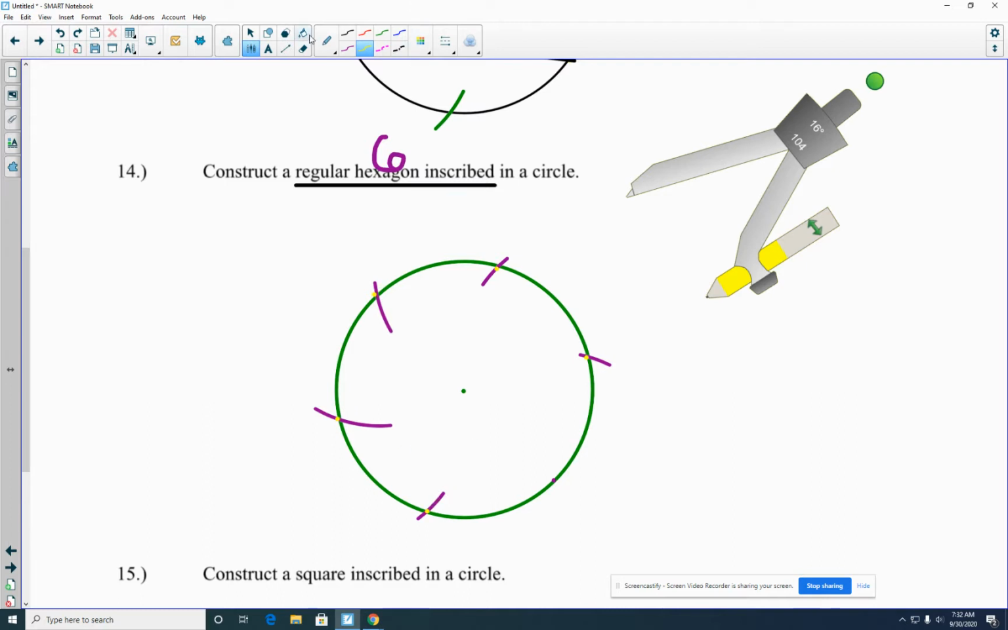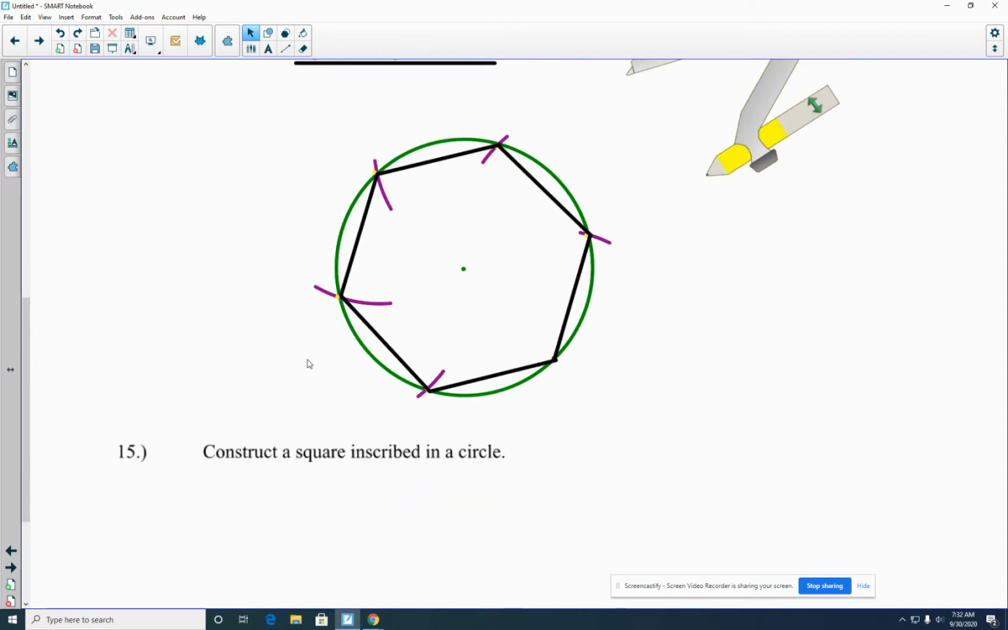Remember, inscribed means that the vertices are touching the circle, so you have to make sure that you're actually getting the intersection of the arc and the circle. That's where the vertices of that hexagon should be. And you're done. There's your hexagon inscribed inside of the circle.